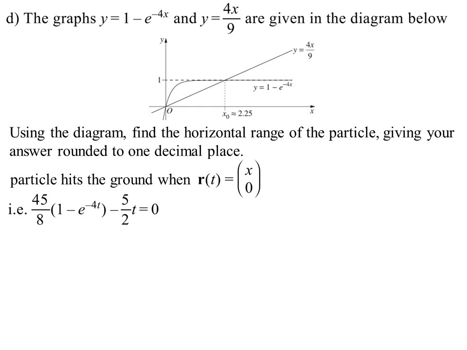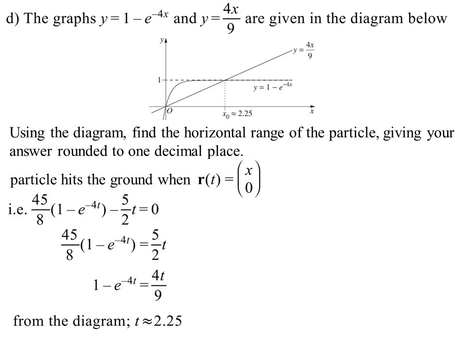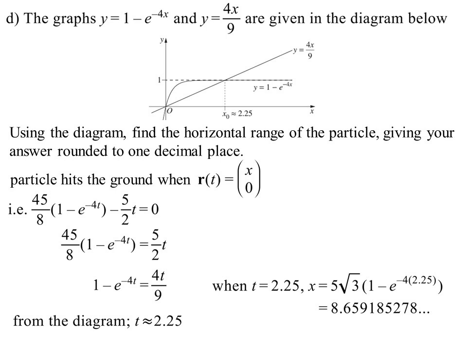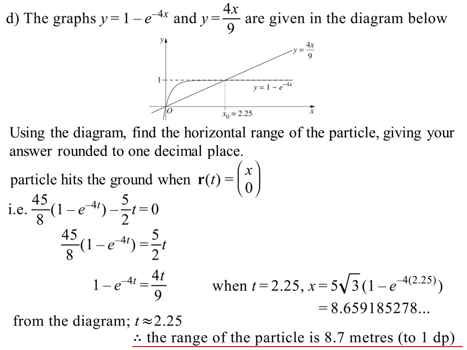So the 45 on 8 times 1 minus e to the minus 4t, minus 5 on 2 t, has to equal 0. Now if we play around with that, look what we get: 1 minus e to the minus 4t is 4t on 9. They're the 2 graphs they gave me. And they've told me they intersect approximately at 2.25. So I don't need to do any work. I could just read off the graph and say, from the diagram, t is approximately 2.25. There's my answer for the time. So if I substitute that in, I can now find what x is, that horizontal range. And to 1 decimal place, that's 8.7 meters.